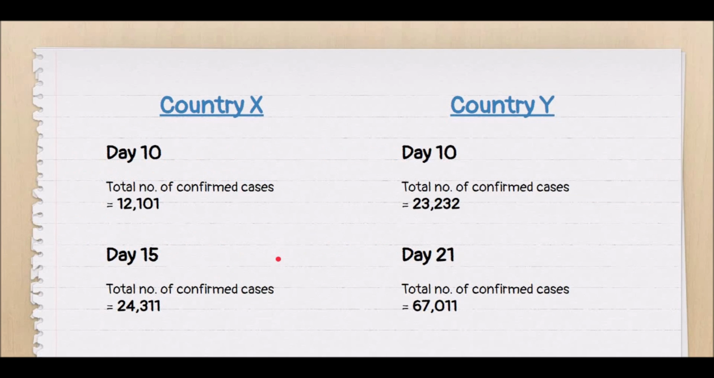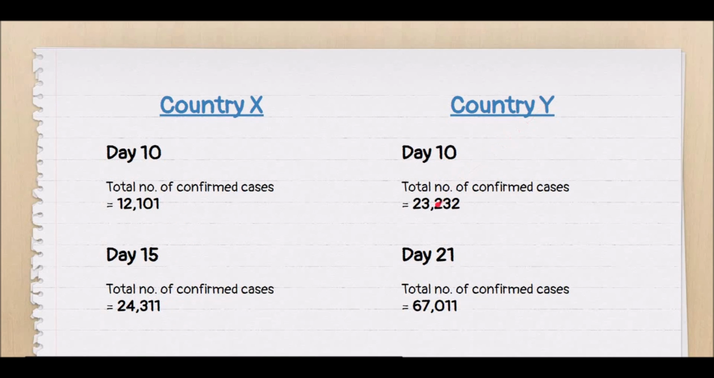Let's have a look at an example. Let's say this is country X and there's a country Y. At day 10, the number of cases in country X is 12,101 and in country Y it's 23,232. Even though the numbers of confirmed cases are different, let's see what the doubling rate is for them. After 5 days, at day 15, the number of confirmed cases in country X becomes 24,311, which shows that the number of cases has doubled in 5 days.